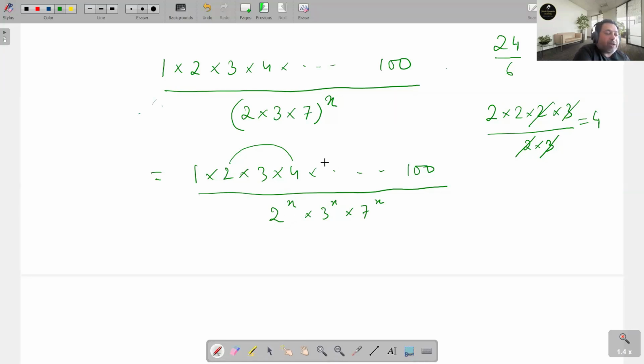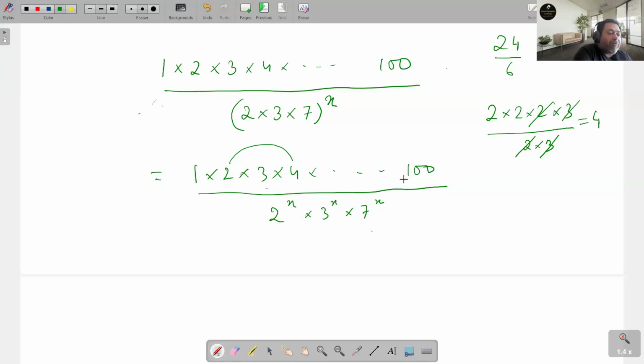Now let's look at 3's. 3's will appear a little less frequently in this factorial. 3 will be there in 3, and then 6, 2 times 3, and then in 9, 3 times 3. So they are appearing a little less frequently, and therefore their count will be much less when we break down these numbers in prime factorized form. 7 will obviously appear even less frequently. It will be the least frequent number out of 2, 3, and 7. The 7 will appear in 7, and then 14, and the next one is 21, and so on.